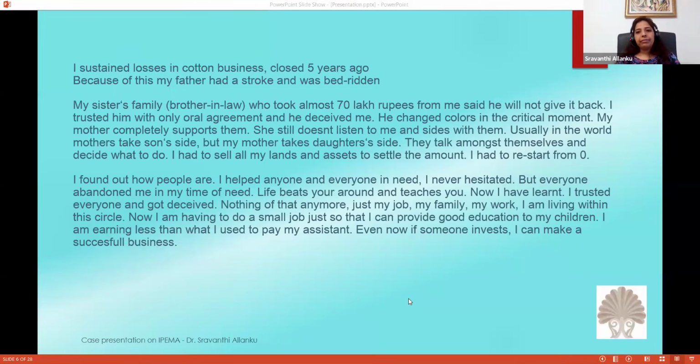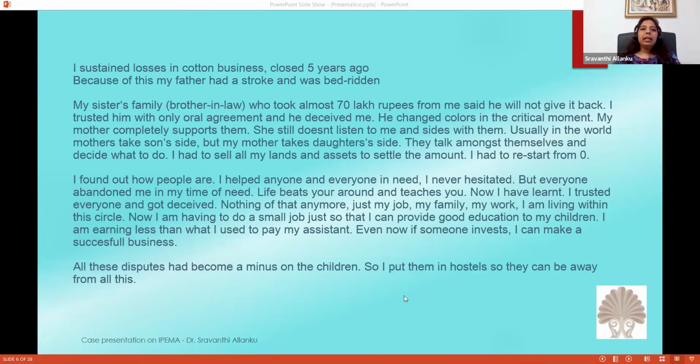Even now, if someone invests, I can make a successful business. So there is still a bit of hope in him that he will be able to come back. Now, all these disputes had become a minus on the children, so I put them in hostels so that they can be away from all this. So he's trying to protect his children by separating them from all these disputes in the family.